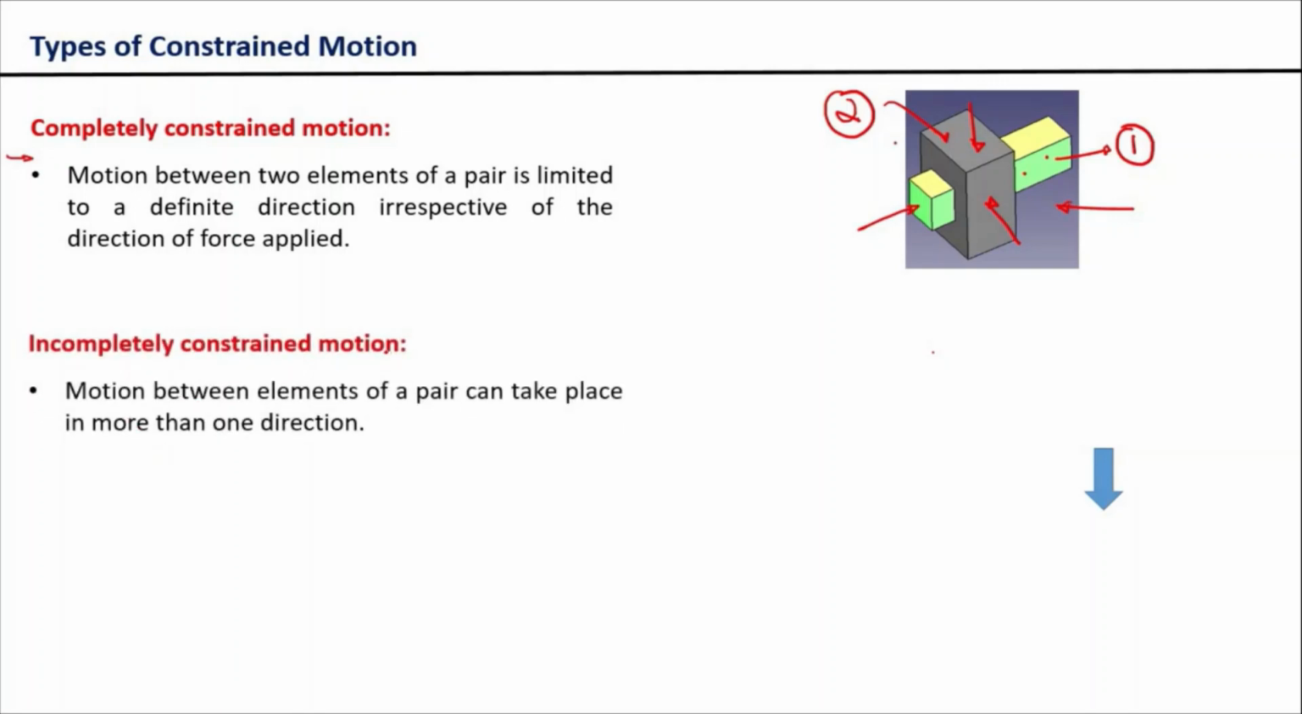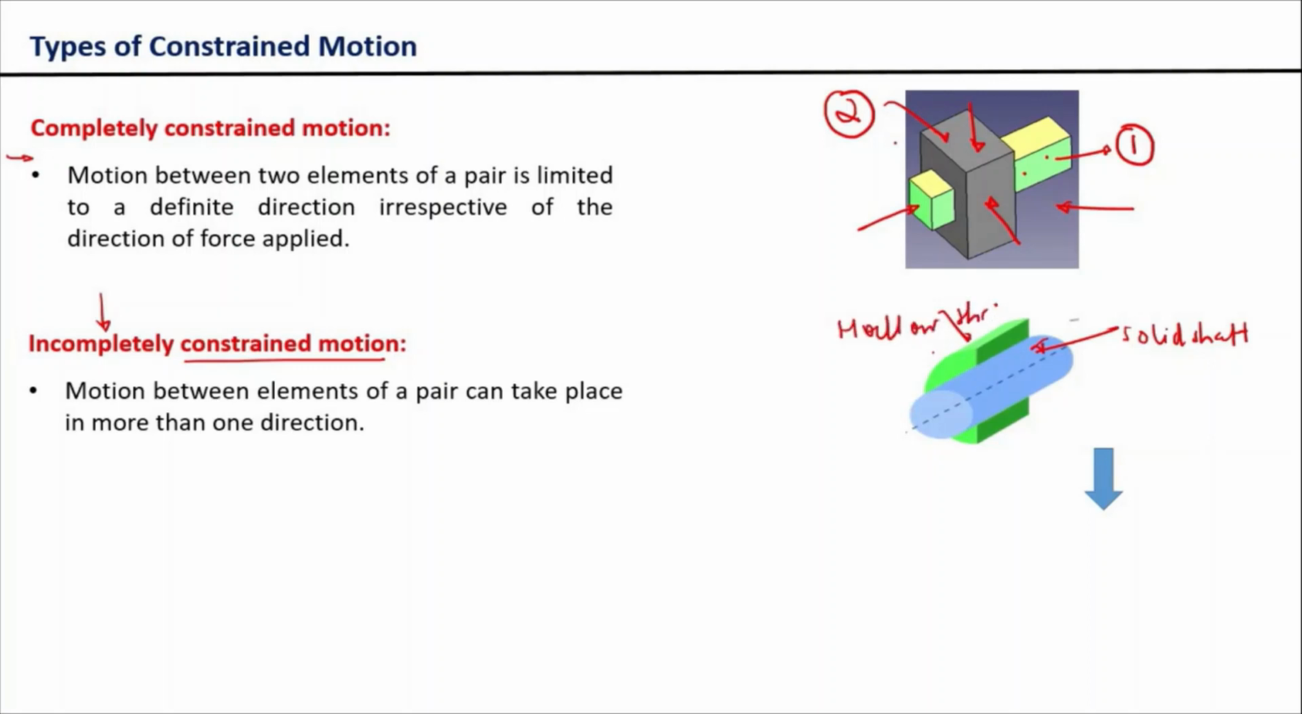Now let us talk about incompletely constrained motion. Again, just remember this point. The motion is constrained only, but we are just adding one more word before the term constrained motion, that is incompletely constrained. So let us see what is incompletely constrained motion. In this case, the motion between elements of a pair can take place in more than one direction. The simple example is a solid shaft rotating inside a hollow shaft.